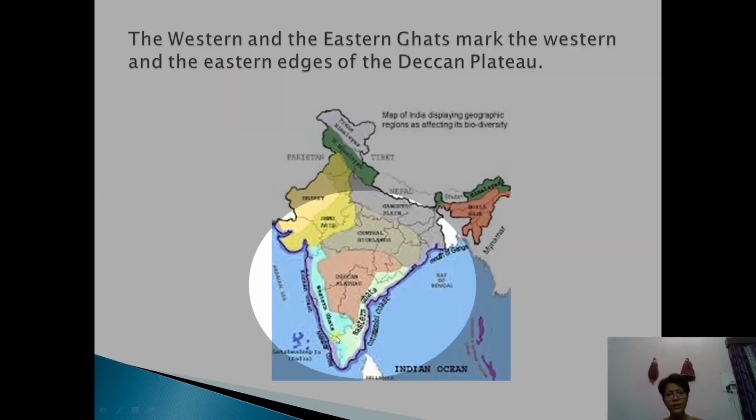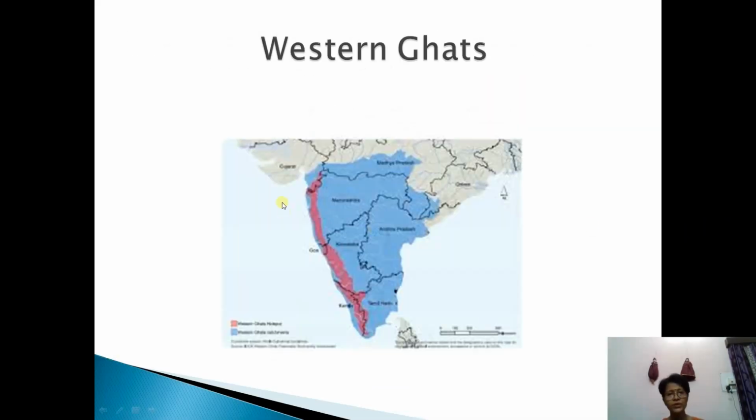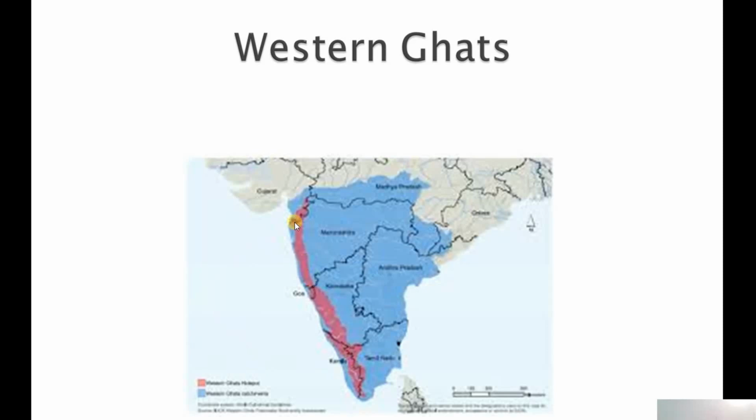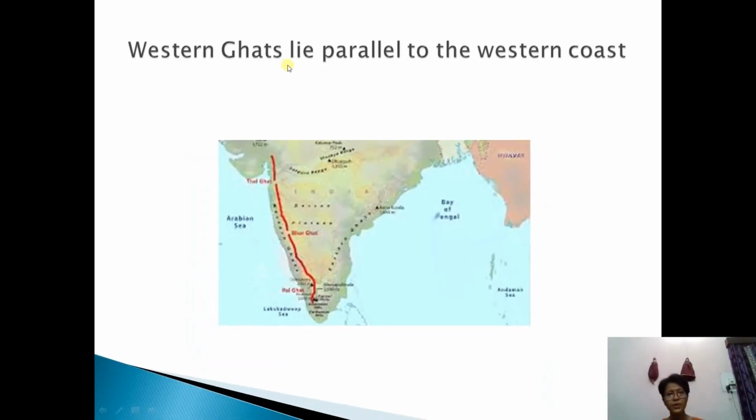It is a border area in between the plateau and the coastal area. You see both the sides. Western Ghats, clearly marked with the red color part. You see, this is the Western Ghat. Western Ghats lie parallel to the western coast. So, western coastal area, you see here, I'm showing with the cursor, which lies parallel. That means Western Ghat lies parallel to this western coastal area.